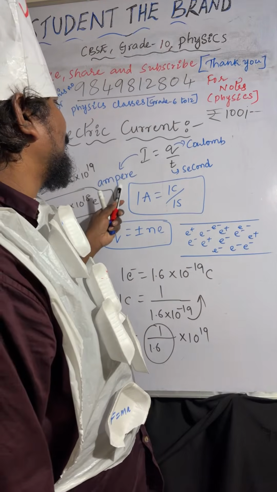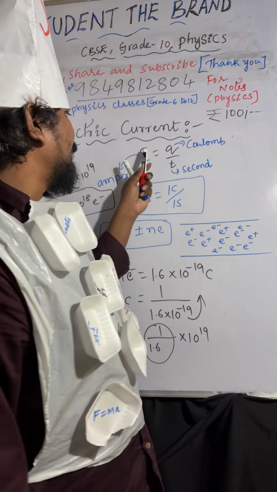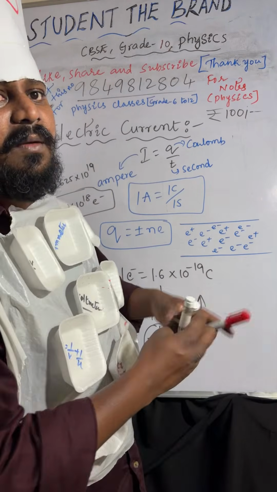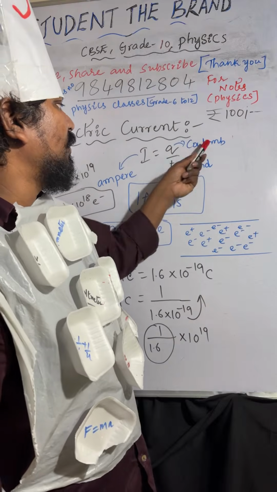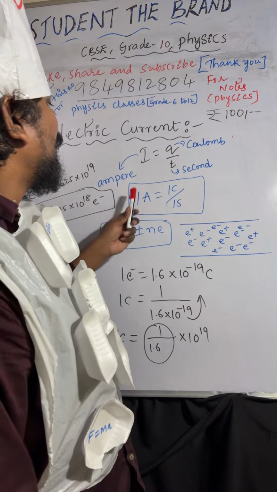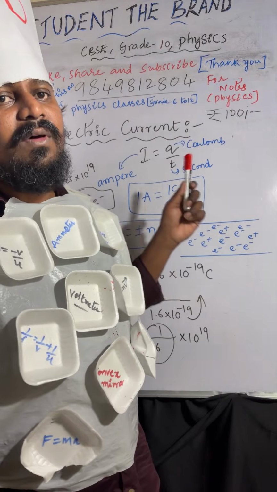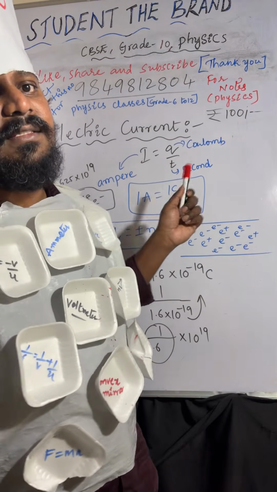SI unit of current is ampere. SI unit of charge is coulomb. SI unit of time is second. 1 ampere equal to 1 coulomb per 1 second.